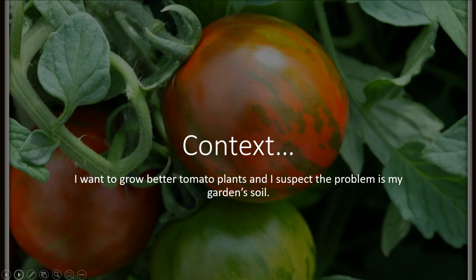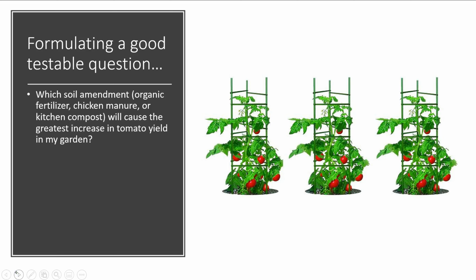So a reminder, in video number 1, the context we used was testing different soil amendments on tomato plants, right? And so the investigative question or the testable question that I generated for you guys was, which soil amendment, organic fertilizer versus chicken manure versus kitchen compost, will cause the greatest increase in tomato yield in my garden? So my independent variable, right, is the different soil amendments, the fertilizer, the chicken manure, and the kitchen compost, right? Going to be applying those to my garden soil to see which one produces the greatest increase in tomato yield, right? So my dependent variable or responding variable would be the tomato yield.